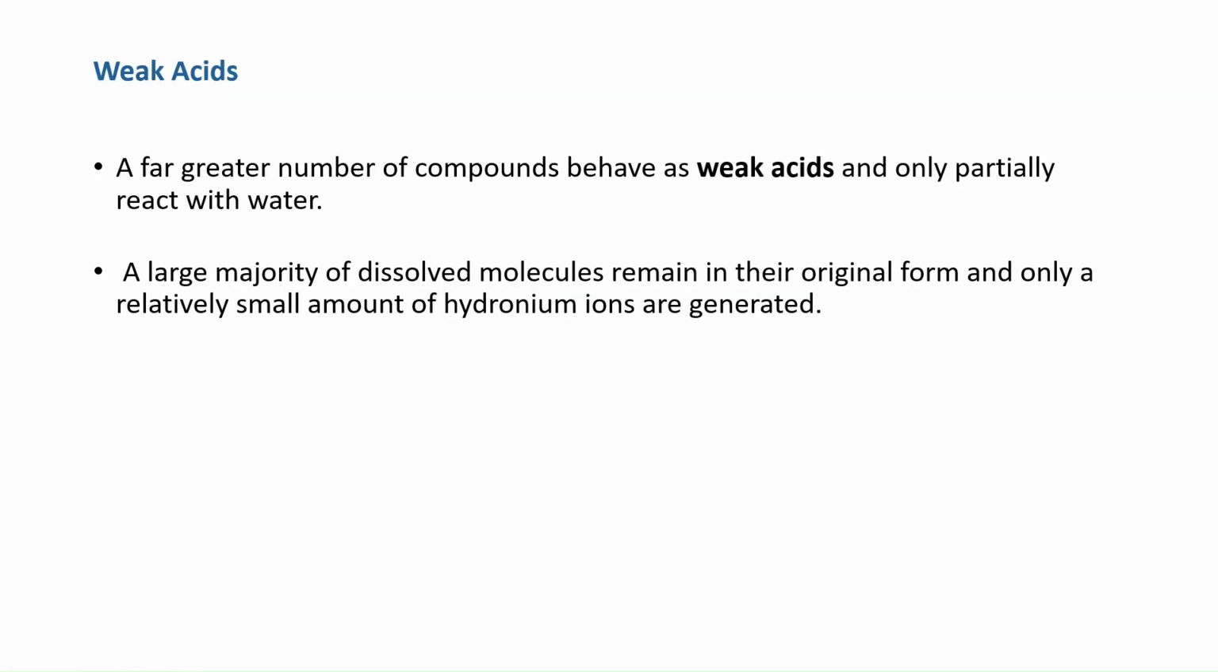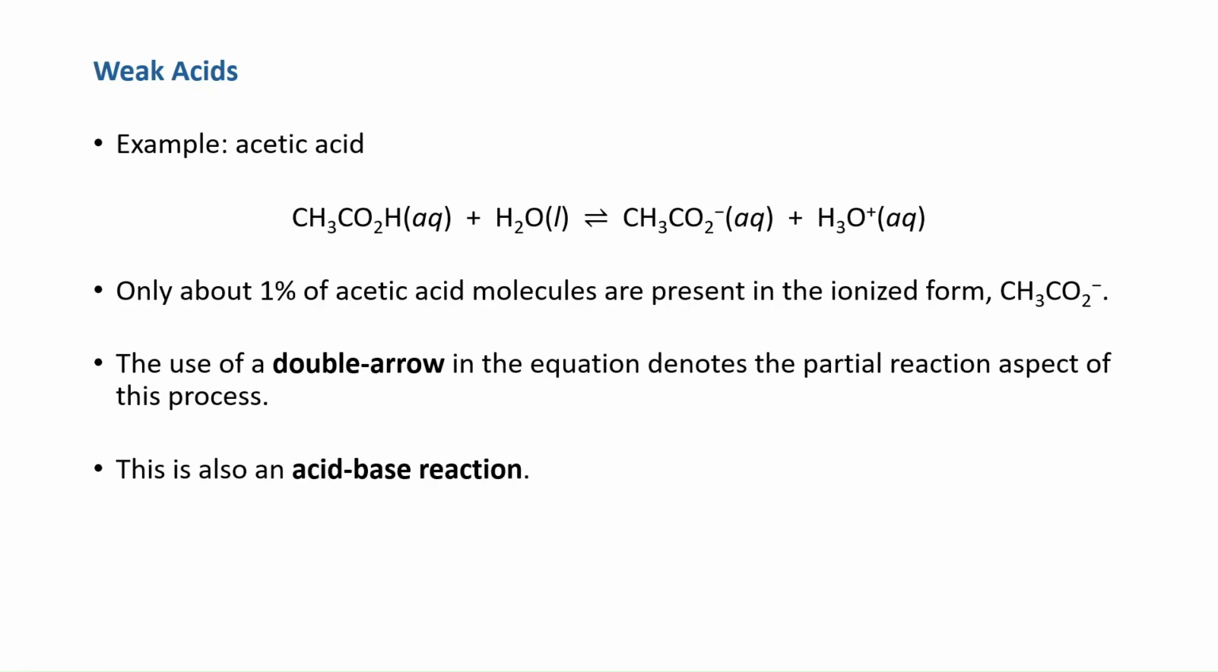Very easy. So there's a whole lot more weak acids. They only partially dissociate. A large majority remains as dissolved molecules. Only a few of them break down. And again, if they're not in the list of strong acids, that means they're weak. Easy. So for instance, acetic acid. And notice that every time we have partial dissociation, I represent it with the double-headed arrow. Only about 1% of acetic acid molecules are ionized. Only 1% break. That means 99% stay as acetic acid.